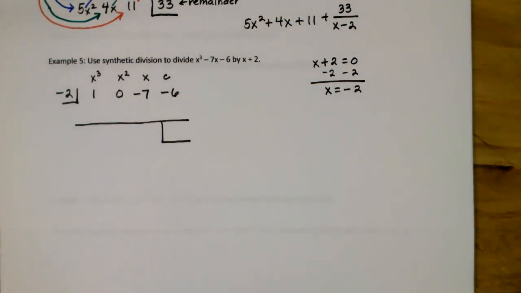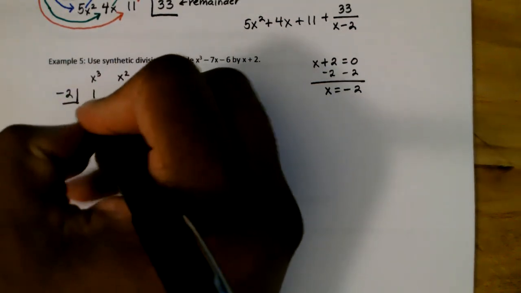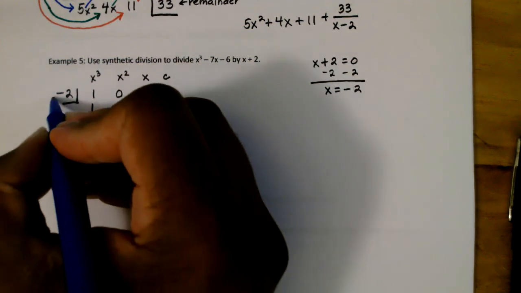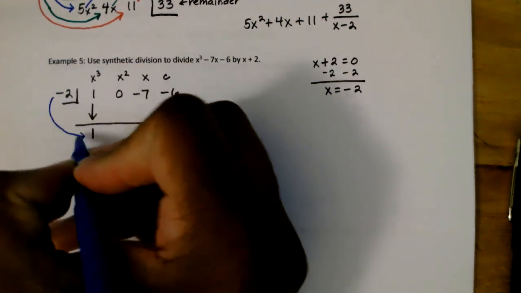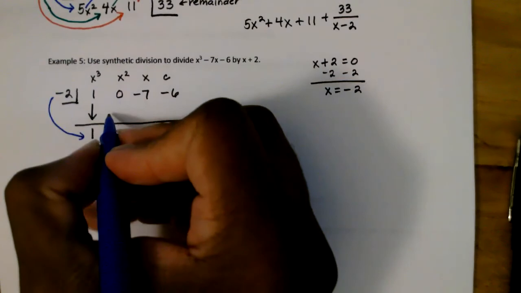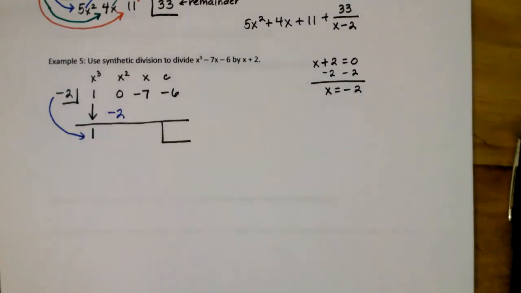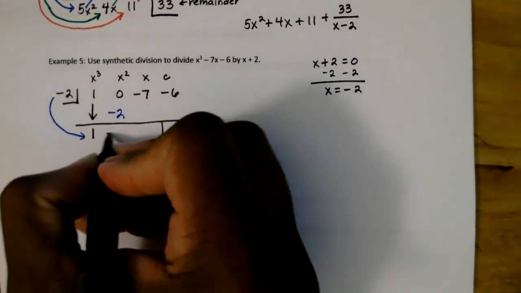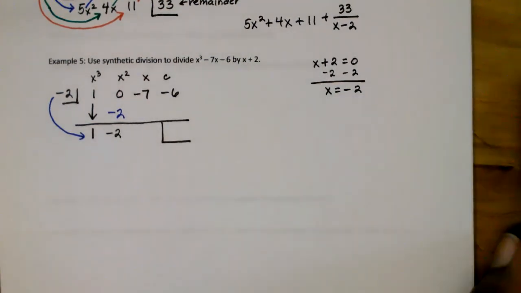Okay, so I'm ready to do my synthetic division. I'm going to bring down the leading coefficient of 1 in the bottom row. And then I would do the divisor times the number in the bottom row, negative 2 times 1. That would be negative 2, and that goes underneath the 0. And then I'm going to do 0 plus negative 2. That's negative 2.